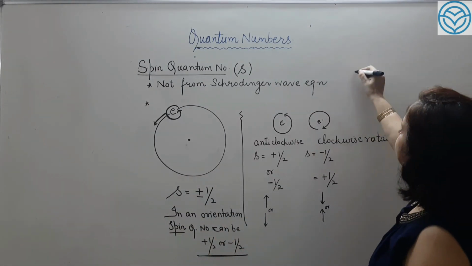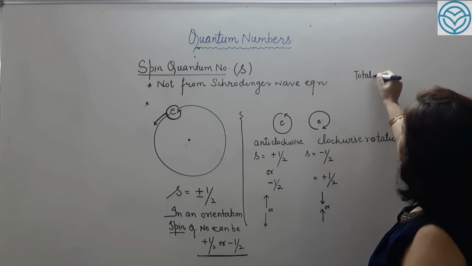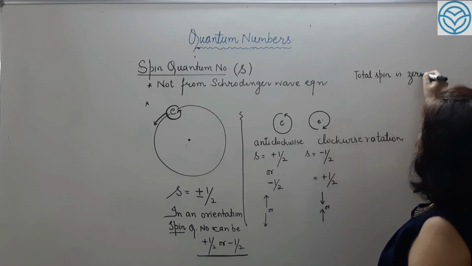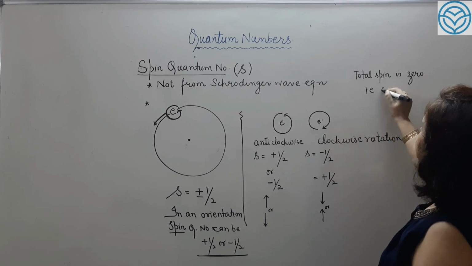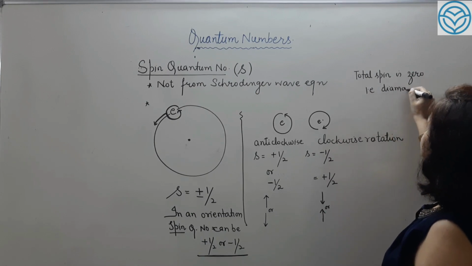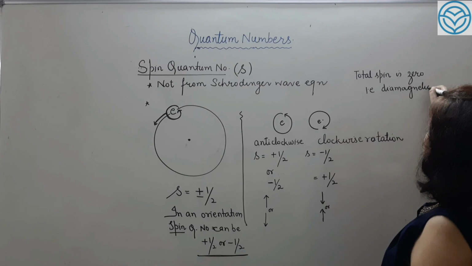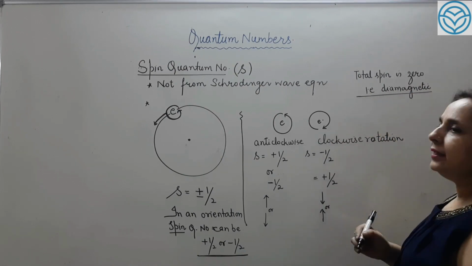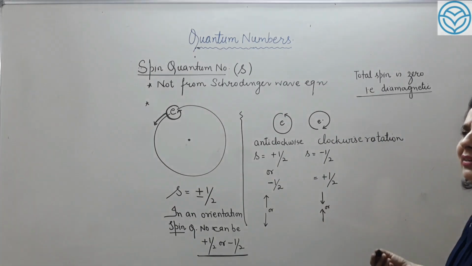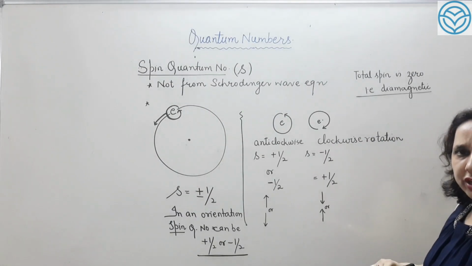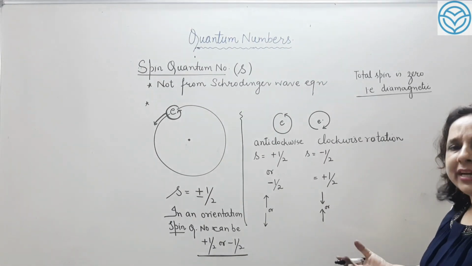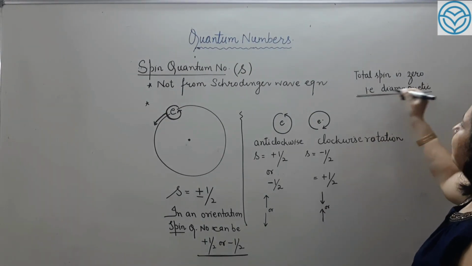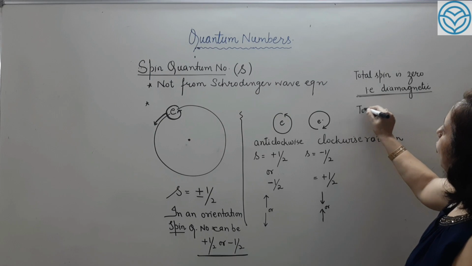So we can say that if total spin is 0, that means diamagnetic. What is diamagnetic? Substances that are weakly repelled by the magnet or are not having any attractive interactions with the magnet. No strong repulsions, no strong attractions. Only weak repulsions are there, that is diamagnetic, not affected by magnet.